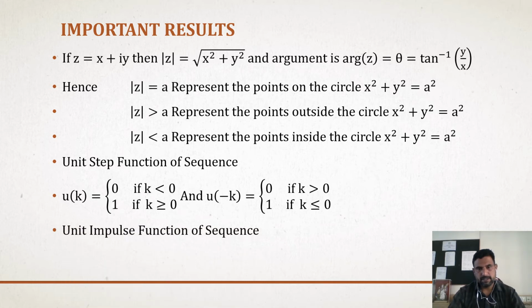Unit impulse function of sequence. Notation is delta k equal to 1 if k equal to 0 and 0 if k not equal to 0.